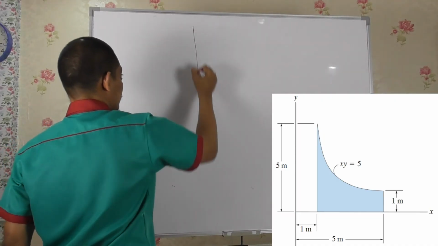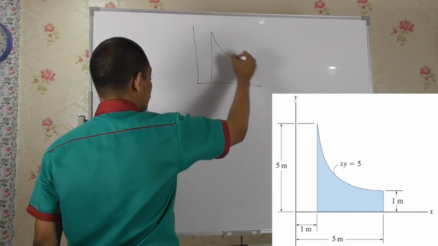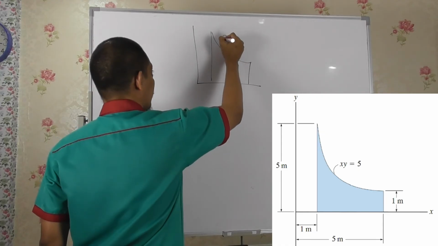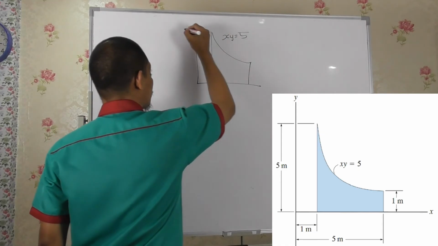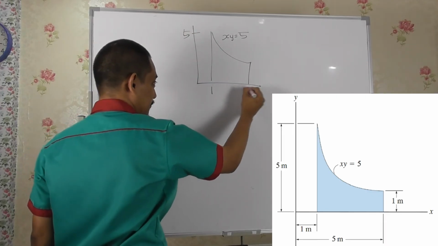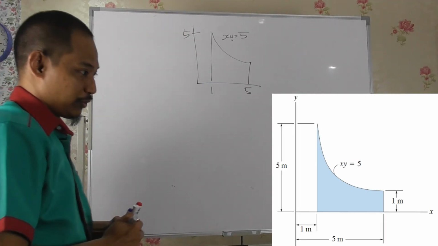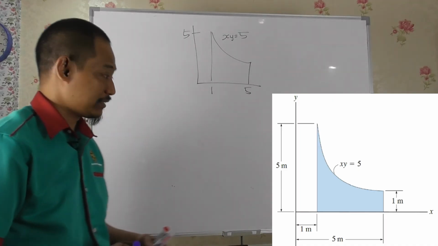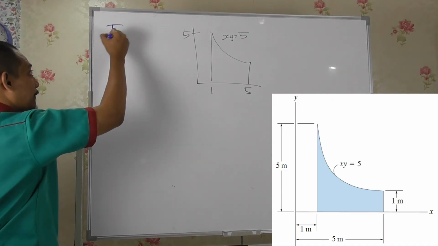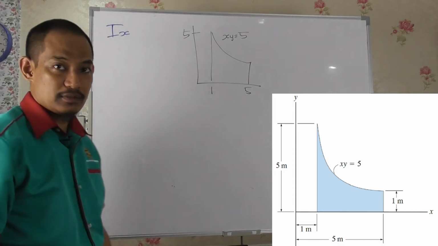So basically the region is like this. So xy equal to 5. So this is 5. This is 1 until 5, right? And then the question says, determine the moment of inertia of the shaded area about the x-axis. So we need to find Ix, right?